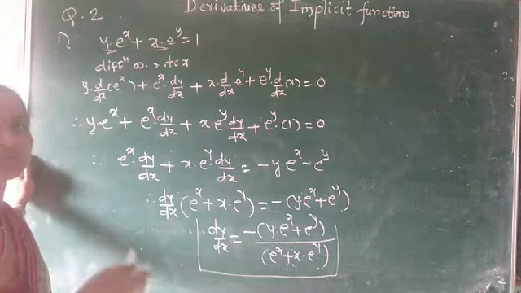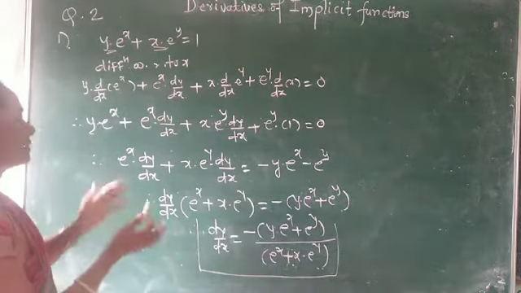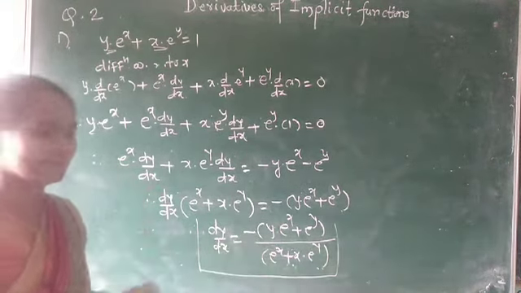This is the derivative of implicit functions. This is not in the form of y is equal to f of x. That means it can be in both forms, x and y.